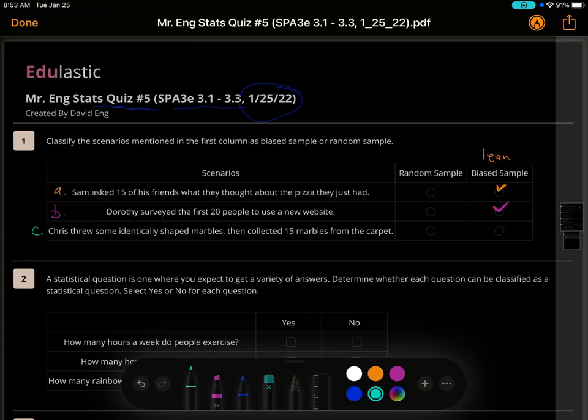C, Chris threw some identical shaped marbles and then collected 15 marbles from the carpet. Okay, so I'm assuming Chris, like, not looking at it, he kind of just stares, like, well, let me just pick 15 of these. So I would say that this one is random.